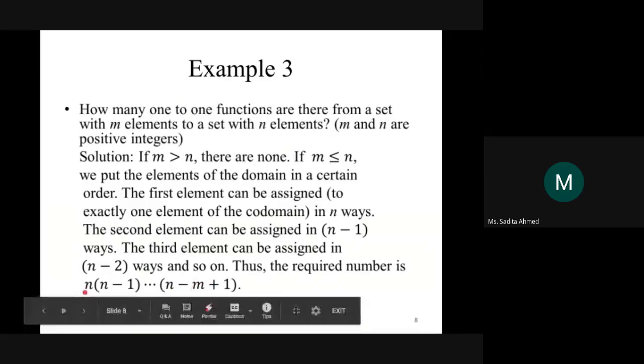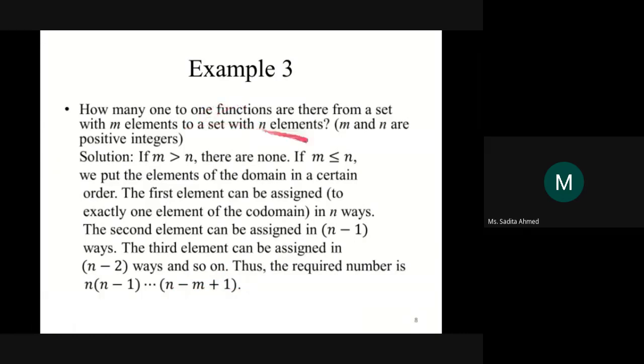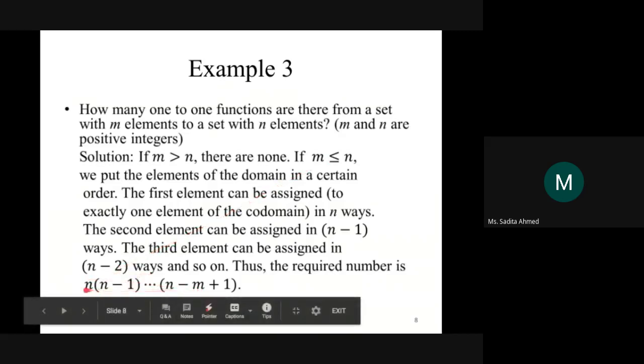And for each of the n ways to choose the element for the first mapping, there are n minus 1 ways to map the second element. And for each of those n minus 1 ways, there are n minus 2 ways to map the third element, and so on until the last element, for which we have n minus m plus 1. So finally, the total number of one-to-one functions from the set m to the set n, where m is less than or equal to n, and m and n are both positive integers, would be n multiplied by n minus 1 multiplied by n minus 2, and so on until n minus m plus 1. Okay?